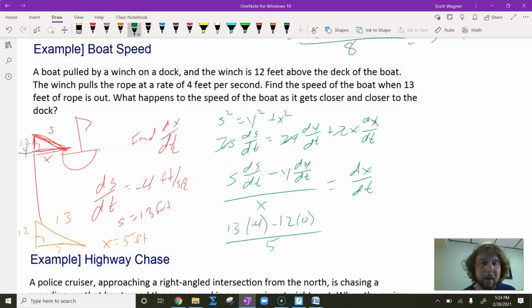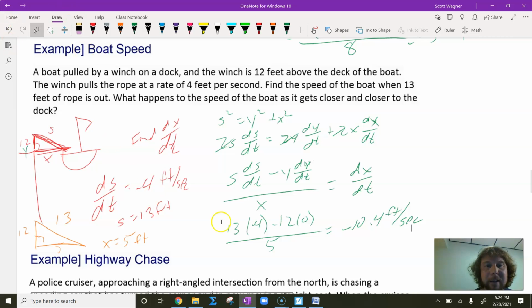Okay, so we clean all that up. 13 times negative 4. 12 times 0, that's all gone. So 13 times negative 4, all divided by 5, is going to give me negative 10.4 feet per second. So basically what happens here is the speed of the boat is 10.4 feet per second, but it's getting closer and closer to the dock right there. So that's what I mean by that negative right there.